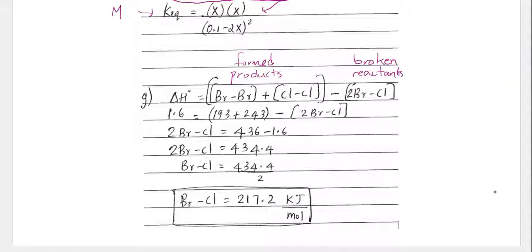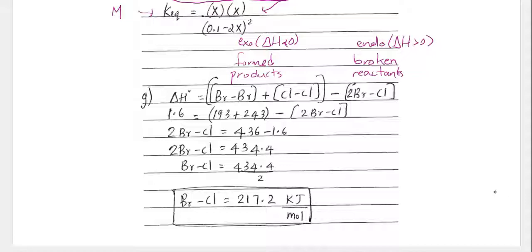Remember, it's bonds broken minus bonds formed, because breaking bonds is endothermic, which is a positive delta H, and forming bonds is exothermic, which is a negative delta H. So that's why we subtract the product bonds that are being formed, because those release energy.